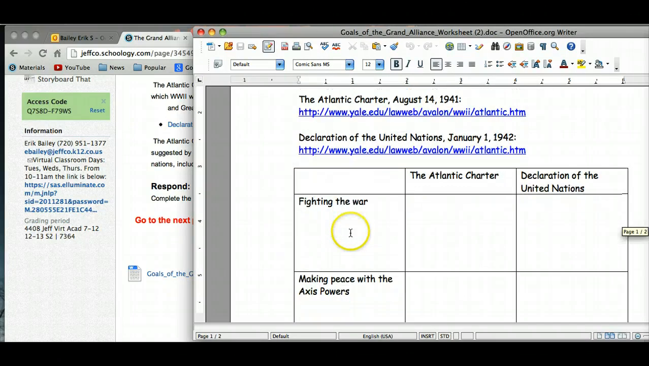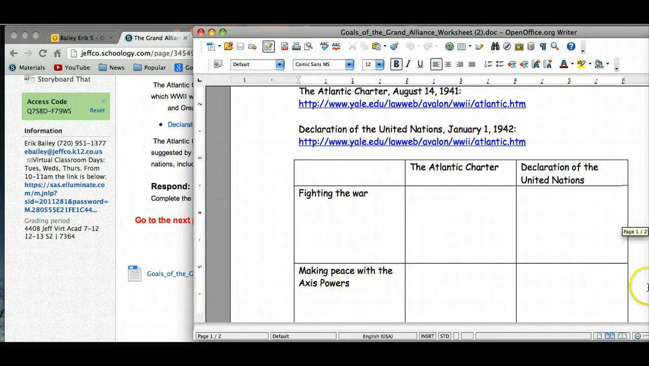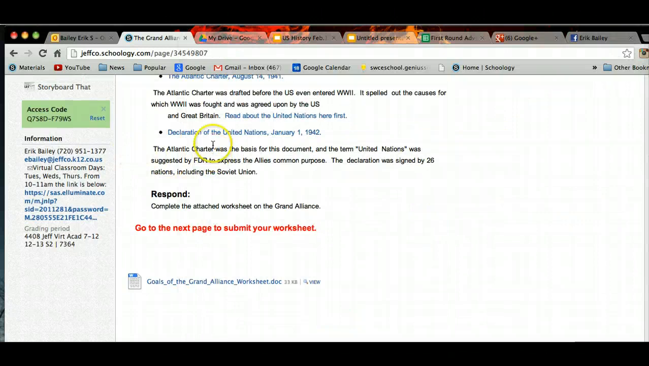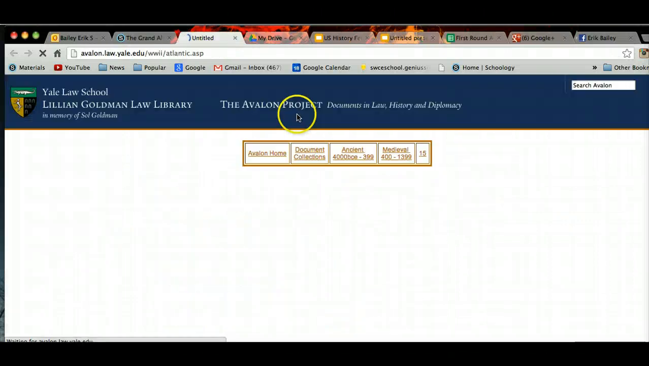Okay, but most of these should. I think making peace with the Axis powers, the Declaration of the United Nations, there's nothing available in that. But the Atlantic Charter definitely mentions something about making peace with the Axis powers. So if you go into, let's say that the topic is fighting the war, let's look at the Atlantic Charter first. The Atlantic Charter, what does it say about fighting the war?